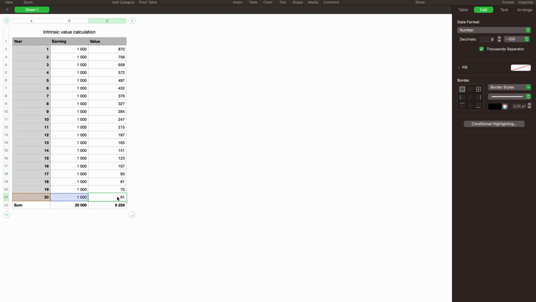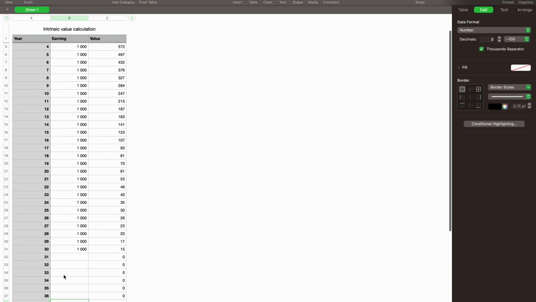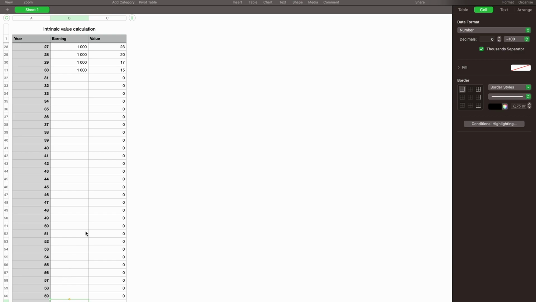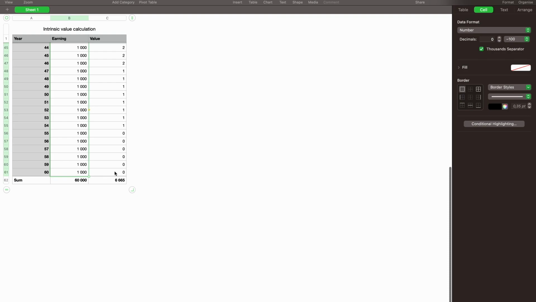And we can see as the years go on, the $1,000 that this machine is creating for me is worth less and less and less. Let's continue this for a couple more years, let's say 60 years. And in 60 years, this $1,000 is going to be worthless to me. I'm not going to pay anything for you giving me $1,000 in 60 years.